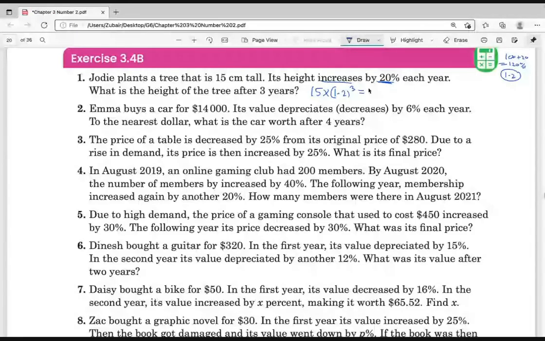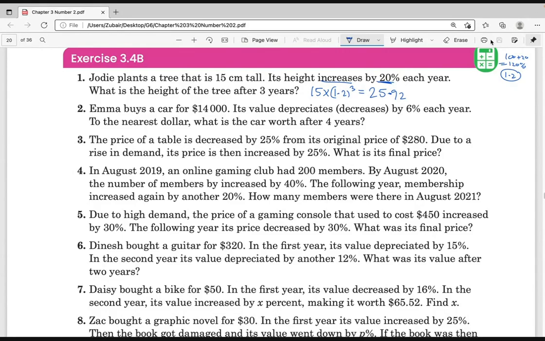Any confusion in understanding the expression 15 into 1.2 raised to power 3? Where is 1.2 coming from? Where is this power 3 coming from? So we get 25.92. So it will get 25.92 centimeters tall after 3 years at this rate.